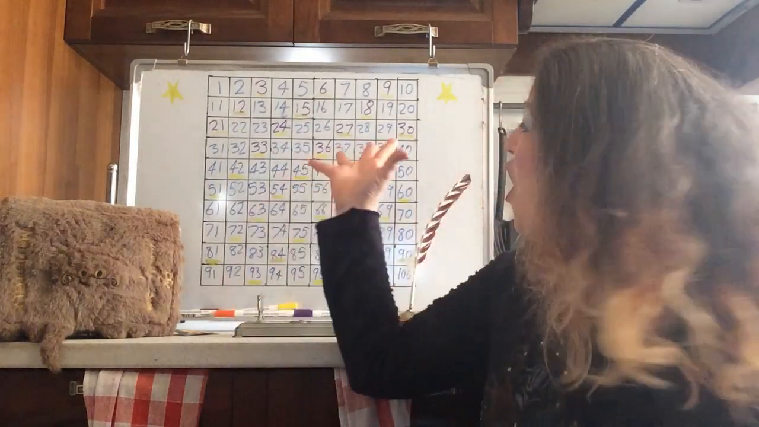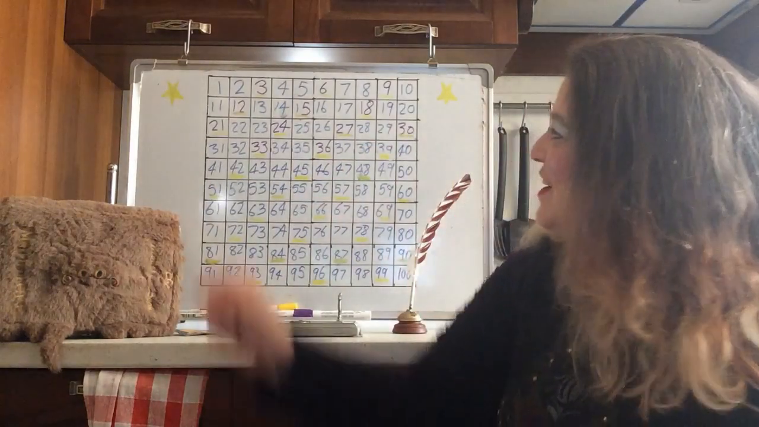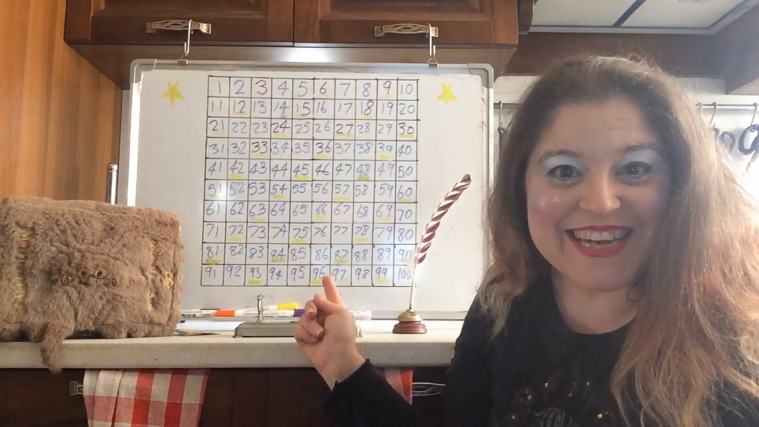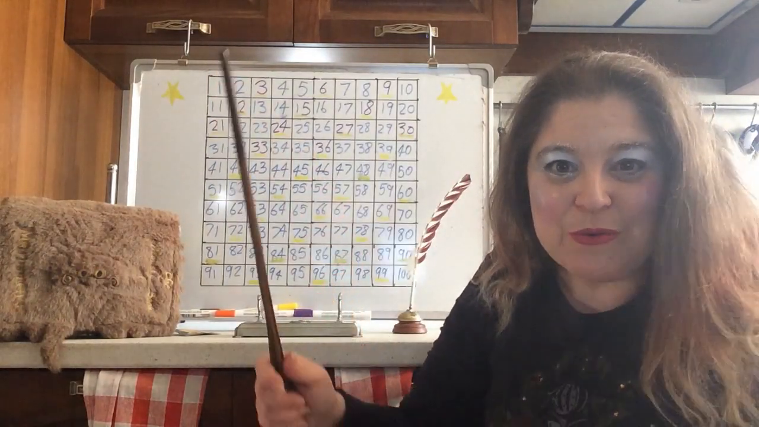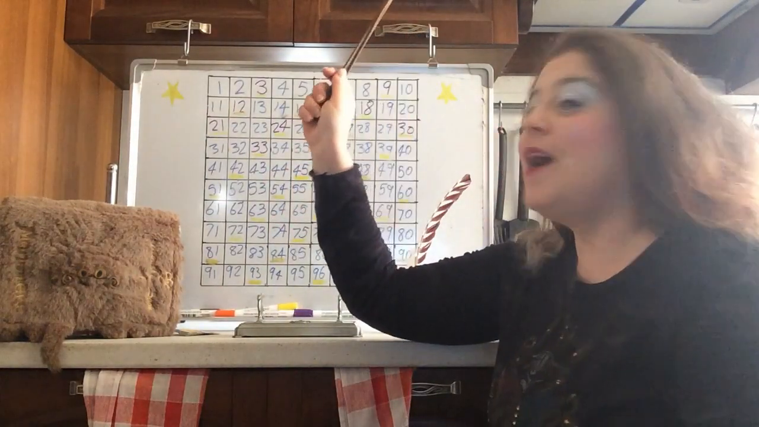99. How amazing! Look at all the numbers that we've marked. All of the multiples of 3 on your number square. So, we're going to start counting from 0 all the way to 99. Are you ready? Here we go.